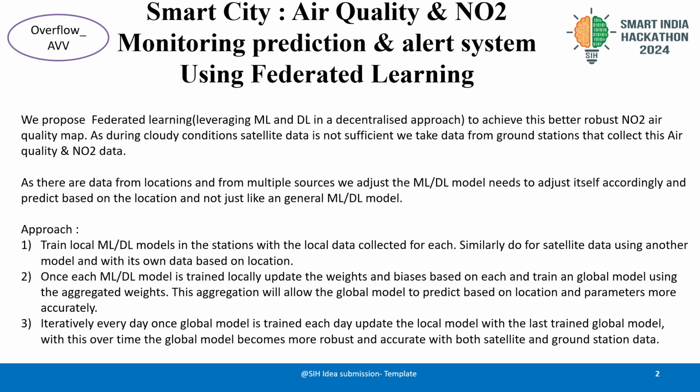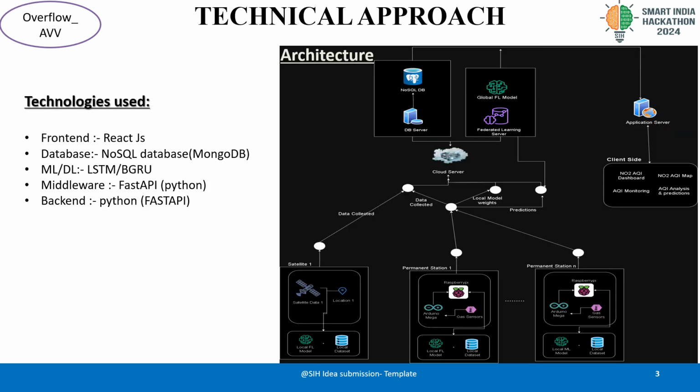So what happens is, in this network, as we can see here, all these stations from permanent station 1 to n and the satellite data are collected in a federated learning server, which creates a global FL model. The global FL model learns from all the weights and biases from all the local stations to create a global model. This acts as an iterative approach, and this global FL model is updated in all the permanent stations on the next day. So each and every station is now robust, as it knows the trend of the NO2 air quality map from all the other stations without even receiving their data.